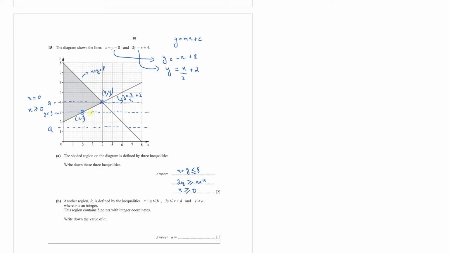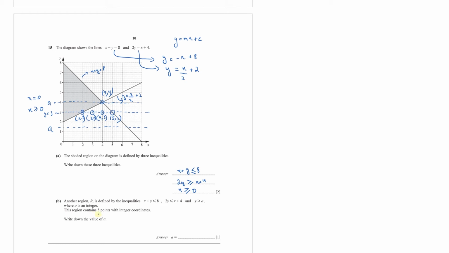Then we also get this point in the region, which is 3, 3. This point as well, which is 4, 3. And this point as well, which is 5, 3. So now we have 1, 2, 3, 4, 5 points in the region if our value of a is 3. And this is what we want.